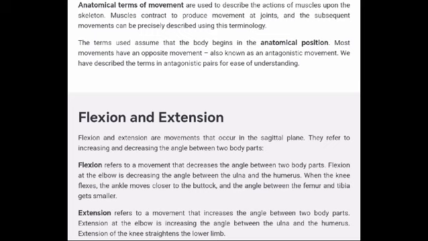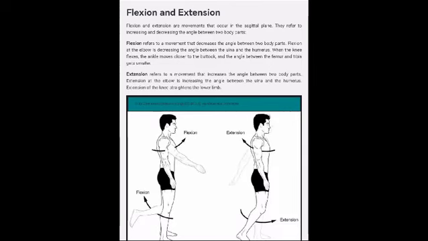Flexion and extension. Flexion and extension are movements that occur in the sagittal plane. They refer to increasing or decreasing the angle between two body parts. Flexion refers to a movement that decreases the angle between two body parts. Extension refers to a movement that increases the angle between two body parts.